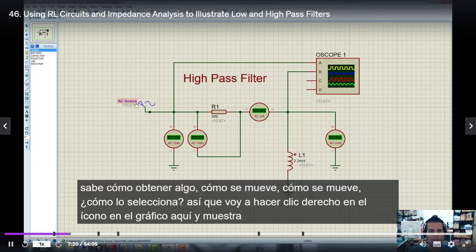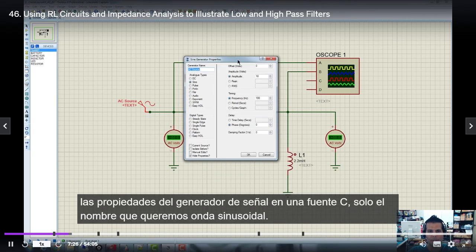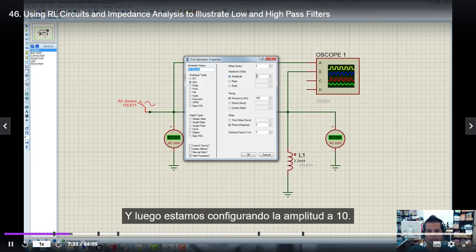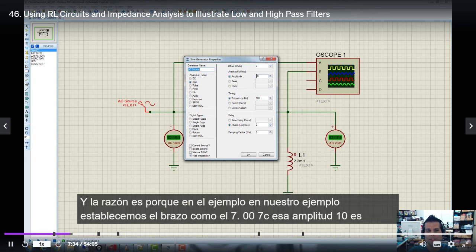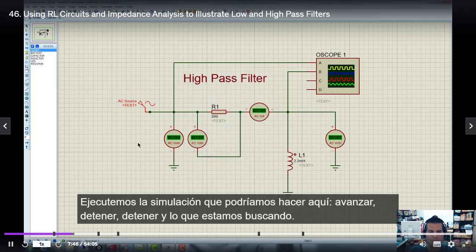Anyway, so I'm going to right click on the icon on the graphic here, and it brings up the signal generator properties. AC source, just the name. We want sine wave. All right, and then we're setting the amplitude to 10, and the reason why is because in our other example, we set the RMS to 7.07. See that? Amplitude 10 is the same as RMS 7.07, and 100 hertz for the frequency. And that's basically it. Let's run the simulation.